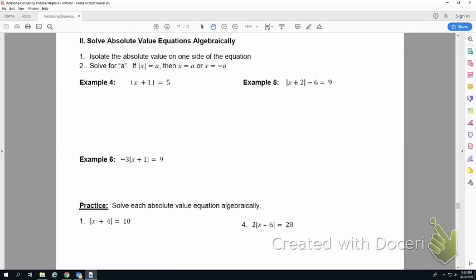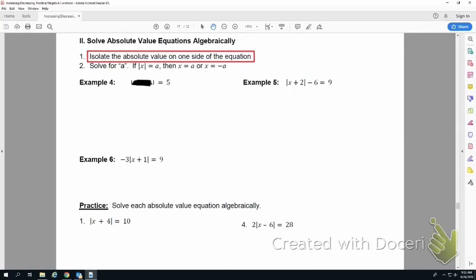So another reason why I like us doing it that way is if you do it algebraically, the very first step, get the absolute value by itself. Okay, so if you have to do it algebraically, you got to do that anyways. Step 2, it says solve for a. If the absolute value of x equals a, then x equals a, or x equals negative a, which just is very wordy.